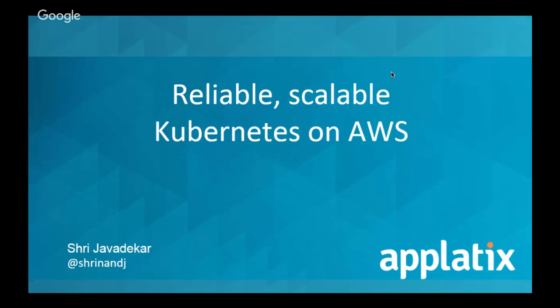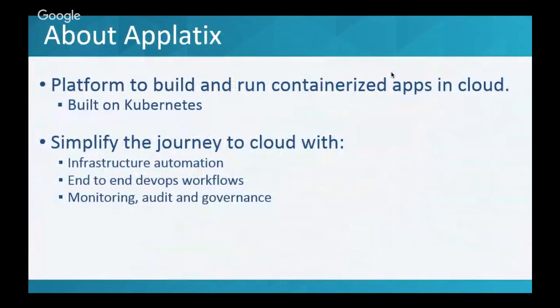So anyway, hi everyone, my name is Sri Davekar. I am a software engineer at Athletics, and today we will talk about reliable, scalable Kubernetes on AWS. Let me tell you a little bit about what Athletics does. We are building a platform for developing and running containerized applications in the cloud. Essentially, the mission of the company is to simplify the journey to cloud with three things. Infrastructure automation, so we make sure that we deploy your services in the cloud, especially on AWS, and not just the cluster and EC2 instances required for that, but several other services required for running meaningful workloads on AWS. All other AWS services can also be provisioned via the platform.